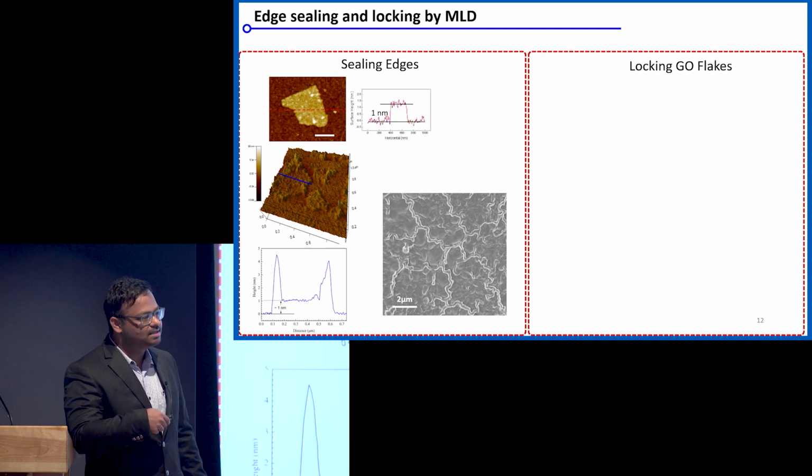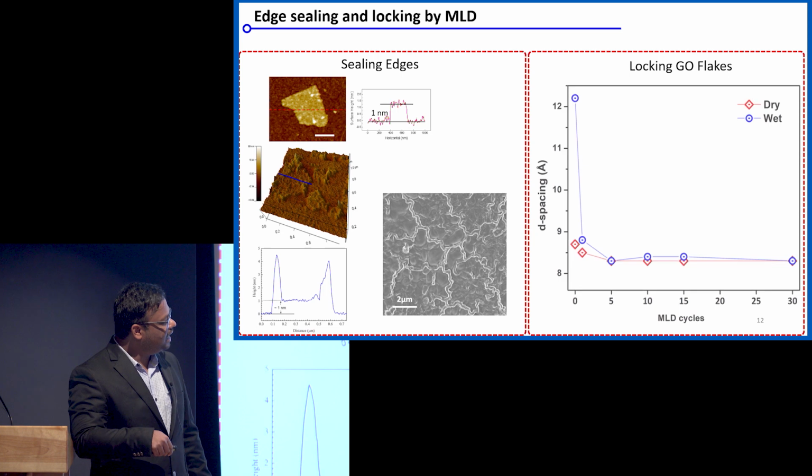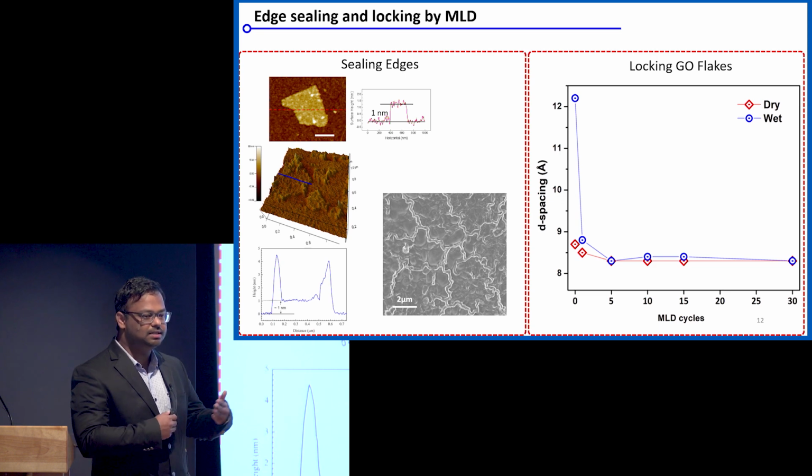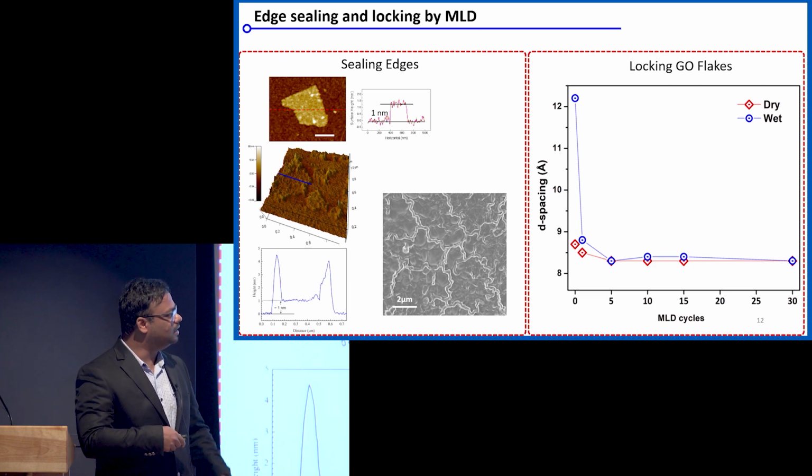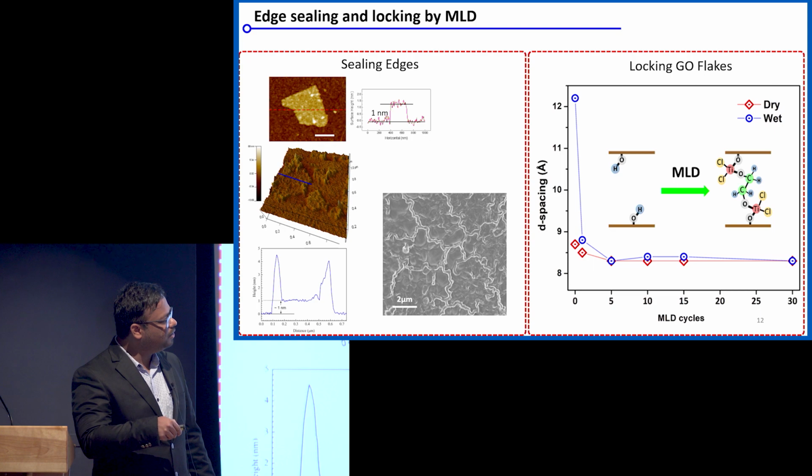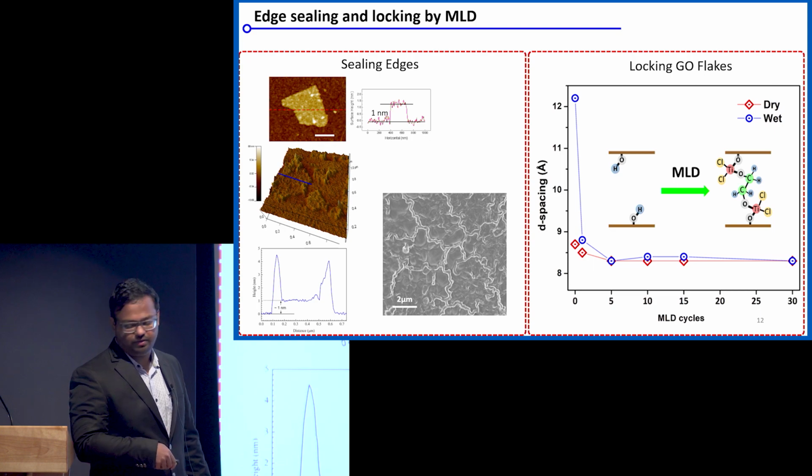So we look at the XRD pattern to see the distance between 2 graphene oxide flakes. If we see for 0 cycle MLD, this is the pristine graphene oxide, in the wet state or in the permeation state, the d-spacing increases a lot. And after doing around 5 cycles of MLD, we stop this increase, this swelling. So we believe that there is some amount of cross-linking between the flakes of graphene oxide.